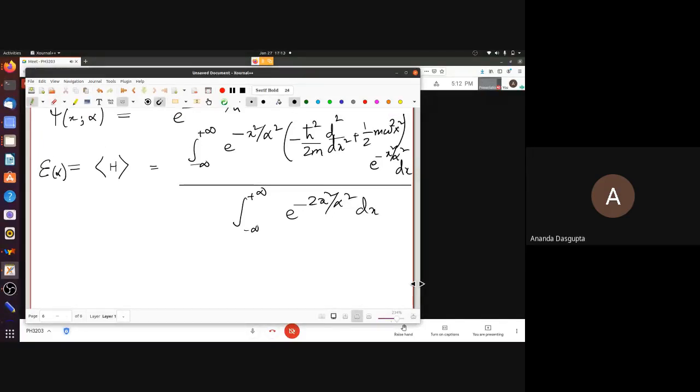Now, can anybody tell me one thing? If I were to minimize this E alpha with respect to alpha, what will the minimum value be? So Rahul is saying E0. Why? The variational principle only guarantees that the minimum value will not be less than E0.